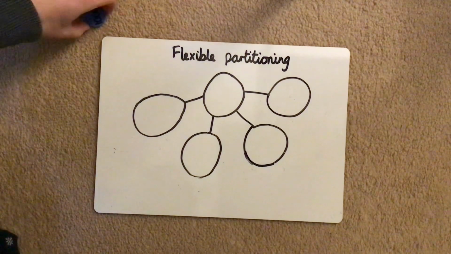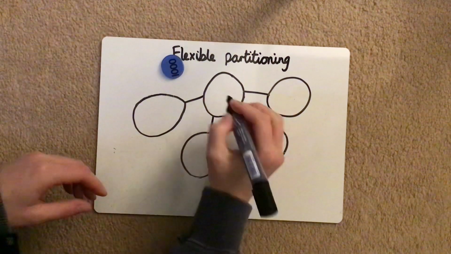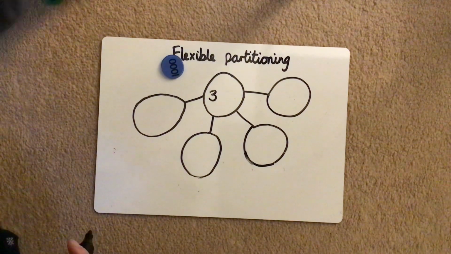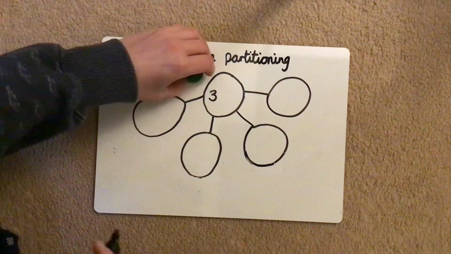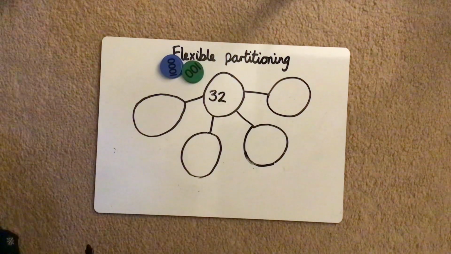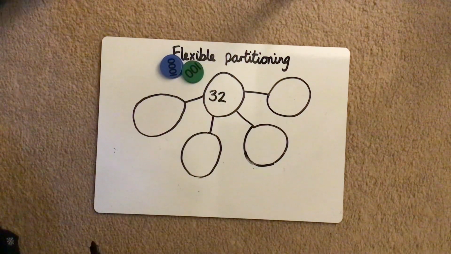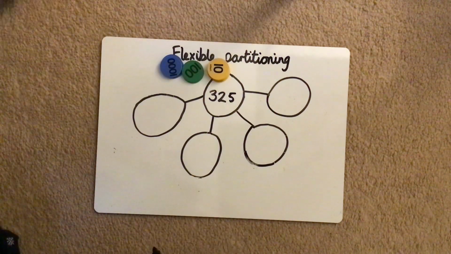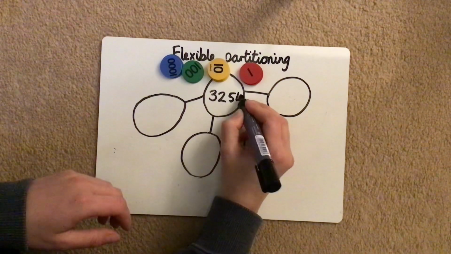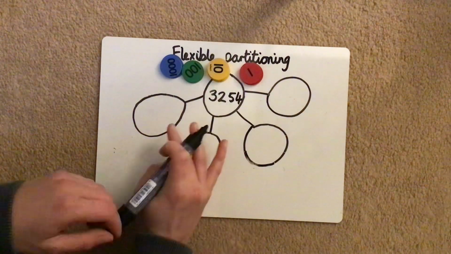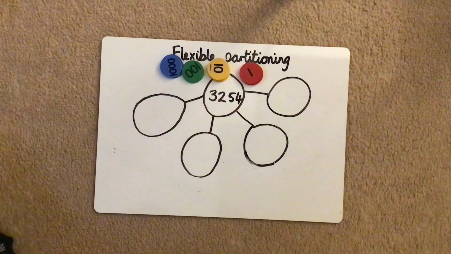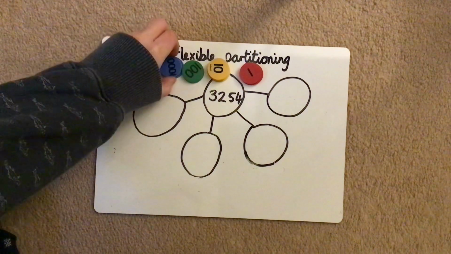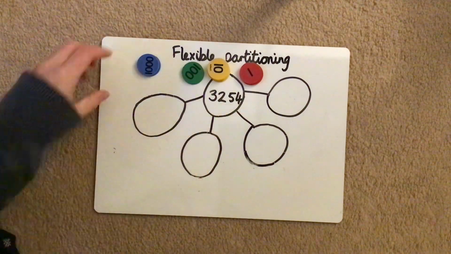counters ready. So I have got 3,000s, I have got 200s, and I have got 5 tens, and I have got 4 ones. So my whole amount in my part whole model is 3,254.